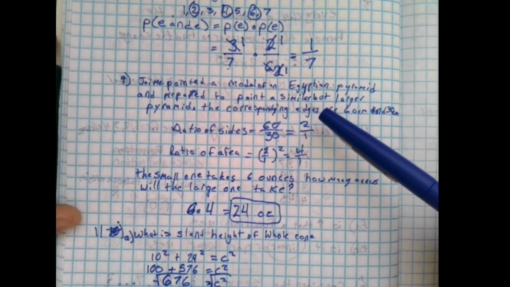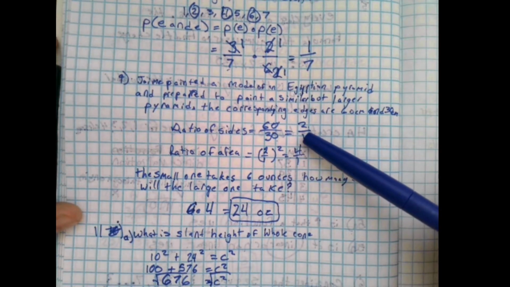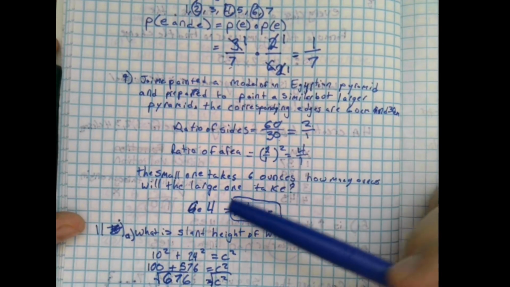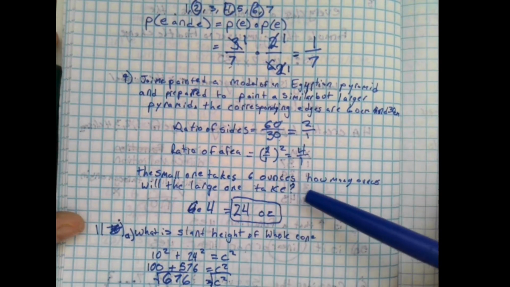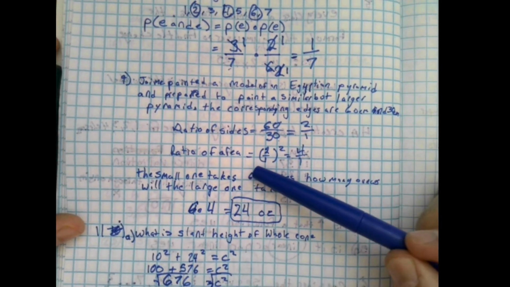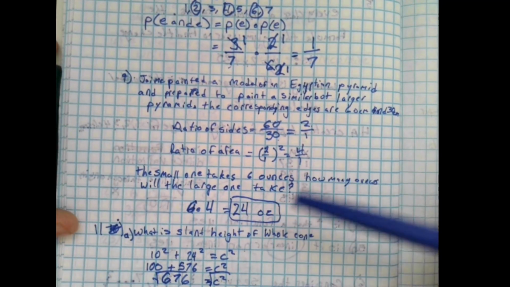If the ratio of the sides is 2 to 1, then the ratio of the area is equal to the ratio of the sides squared. 2 to 1 squared is 4 to 1. Now, the small one takes 6 ounces to paint. How many ounces will the larger one take? Well, we would take that 6 ounces and multiply it by the ratio we just found. 6 times 4 is 24 ounces.